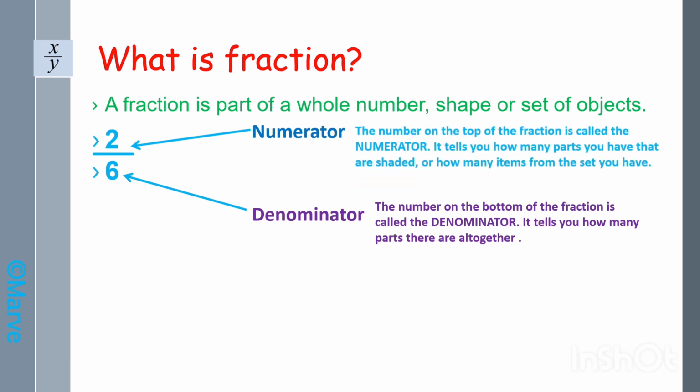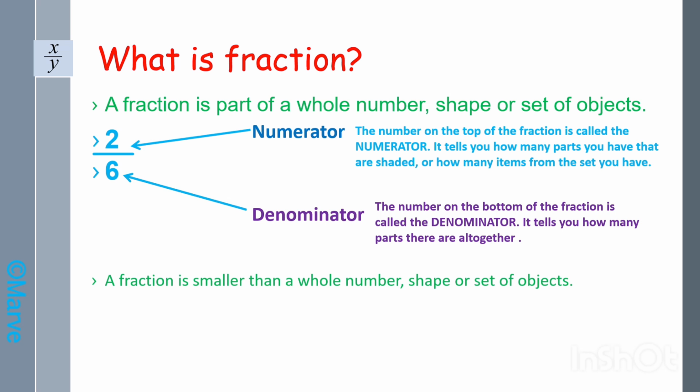And what does it do? It tells you how many have been taken out from the whole. So how many did you take out from the whole? That is what you get at the top, and then the whole stays under. And a fraction is smaller than a whole number, shape, or set of objects. So it's usually going to be smaller.